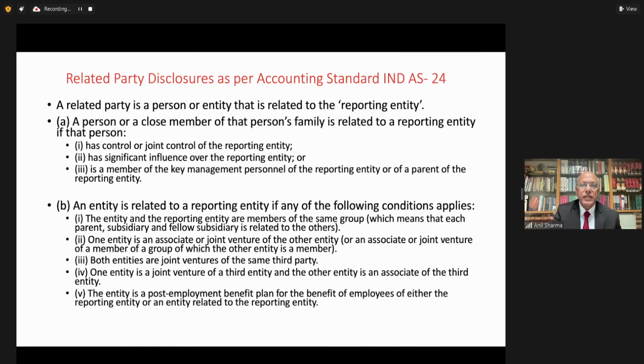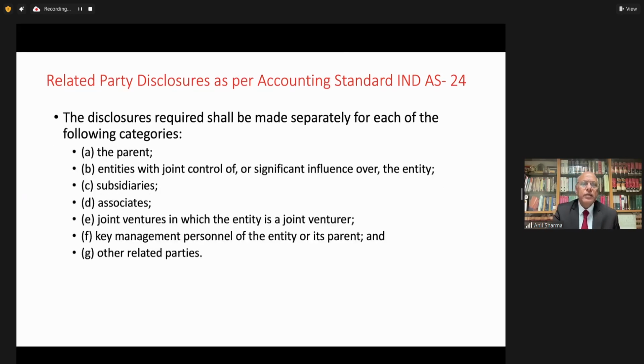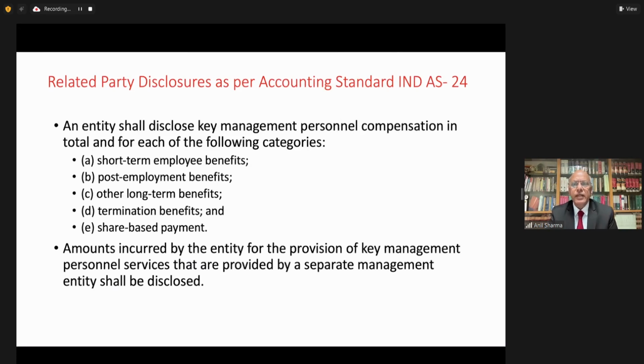A related party is a person or entity that is related to the reporting entity. So once again, these are definitions. Don't get confused between the definitions for compliance purposes and for disclosure purposes. For disclosure purposes, look at the accounting standard, and for compliance purposes, look at the definition as per the Companies Act as well as the LODR, as the case may be. Then the disclosure requirement shall be made separately for each of the following categories. I think that is further detailed information as per Ind AS 24.